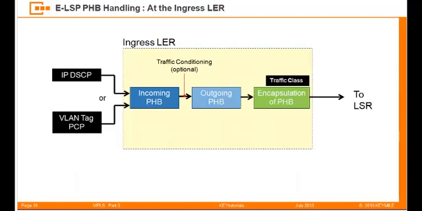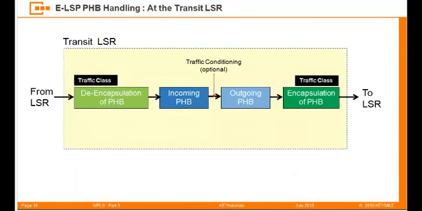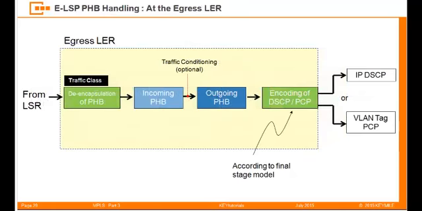Next, at the transit LSR, the PHB is de-encapsulated from the traffic class to provide the incoming PHB. And just like in the ingress LER, there is optional traffic conditioning where the PHB could be manually mapped to a modified outgoing PHB or kept the same. And finally, the outgoing PHB is encapsulated into the traffic class of the shim header again. Finally, at the egress LER, the PHB is de-encapsulated from the traffic class to provide the incoming PHB. And here there can also be optional traffic conditioning, as before.